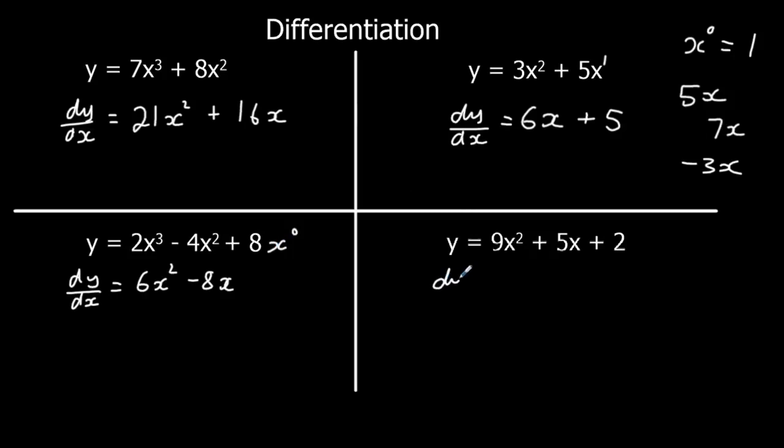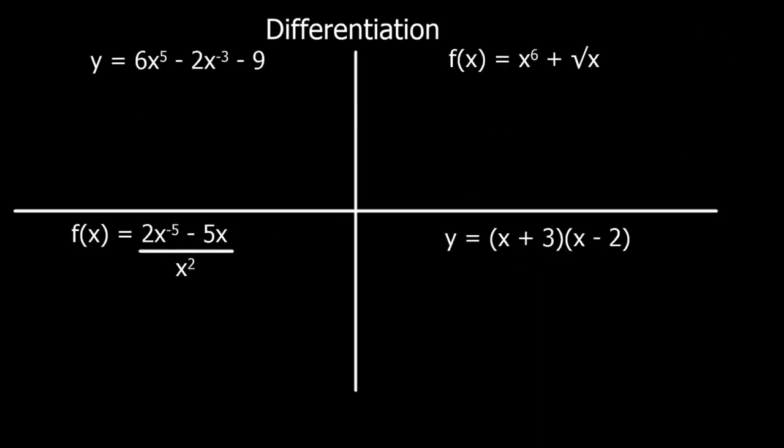And dy dx here. So 2 9s are 18. 2 minus 1 is 1. 1 times 5 is 5, and 1 minus 1 is 0, so we're not going to write x to the power of 0, and the 2 is going to disappear. So whenever you've got something x, it just goes to that something, and whenever you've got a number, a constant, it's going to disappear. So this is the process of differentiation.